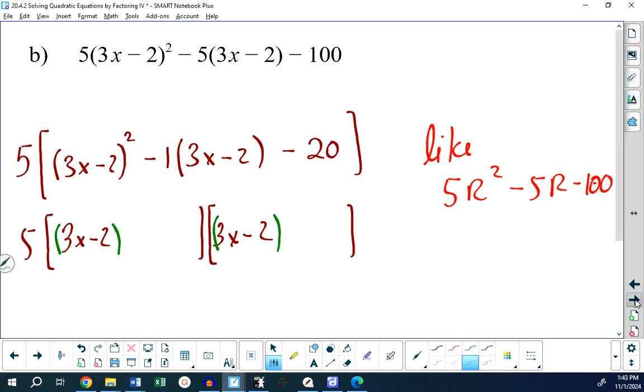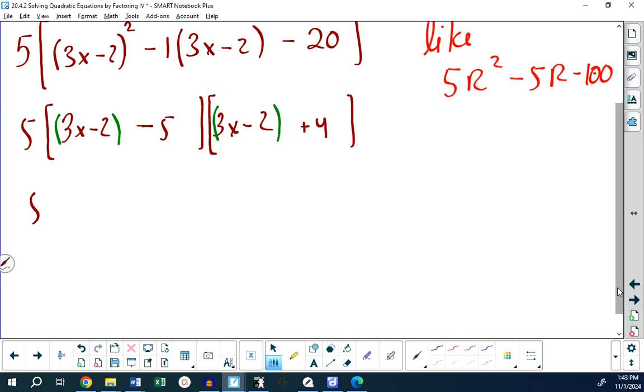Well, that's negative 5 and 4. So minus 5, and plus 4. And now when I look at it, those green brackets are not only not necessary, they kind of get in the way, don't they? They kind of clutter things up, but that's okay. We've got 5 and then 3x minus 2 minus 5. That's 3x minus 7. And then we have 3x minus 2 plus 4. And we're done. Negative 2 plus 4 is 2. We're done because we can't factor anything further.